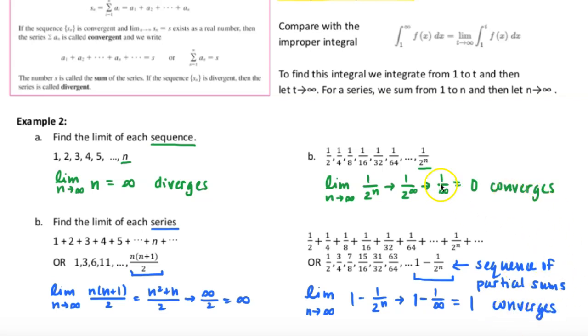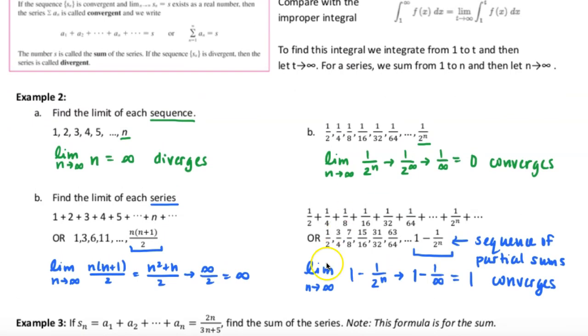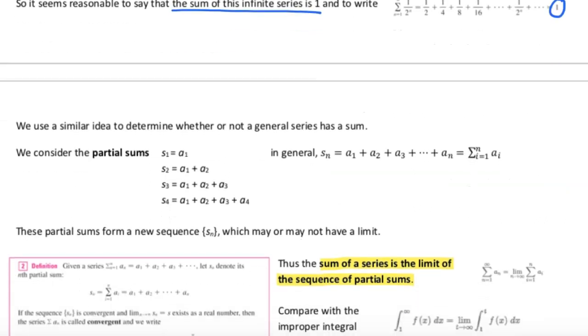We see the difference between the limit of this sequence and the limit of this series. The limit of this sequence is 0. That says that as n increases, these terms are going to get smaller and smaller, but the limit of this series is 1, meaning the sum of this series is equal to 1. Which is what we found earlier using our calculators.